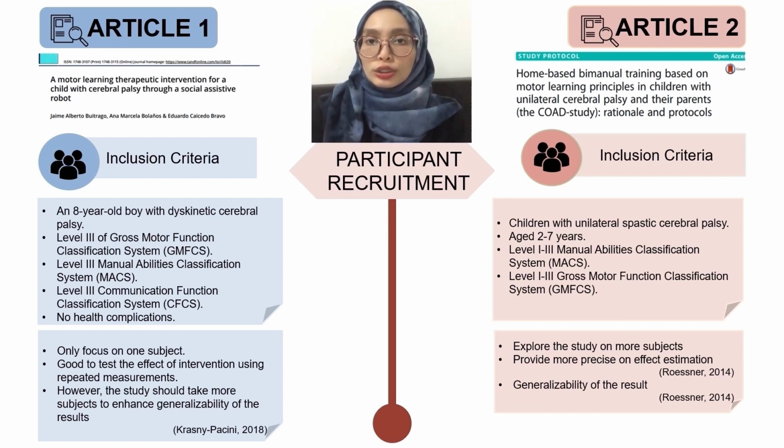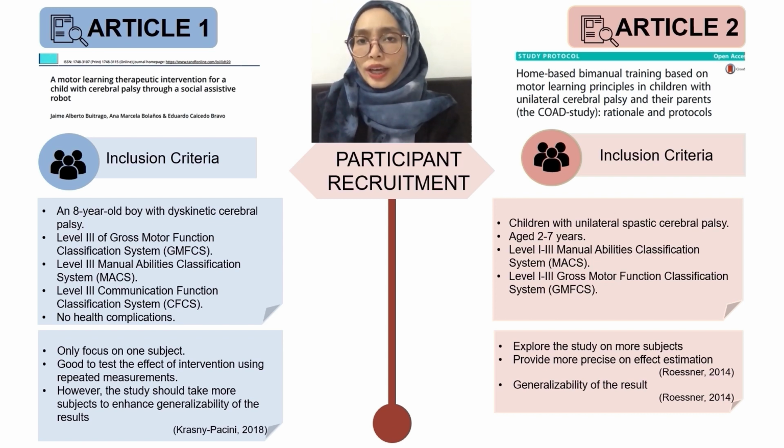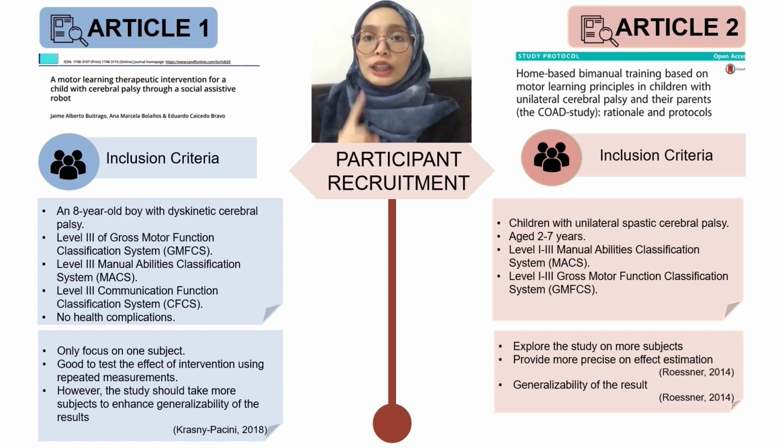However, the study should take more subjects to enhance the generalizability of the result. Compared to article 2, where the study explored more subjects, it will provide more precise effect estimation, and this study will produce better generalizability of the result. Generalizability is where the results of the study are useful for a broader group of people. As we can see, article 2 takes children from 2 to 7 years old, while article 1 only involves one child aged 8 years old.